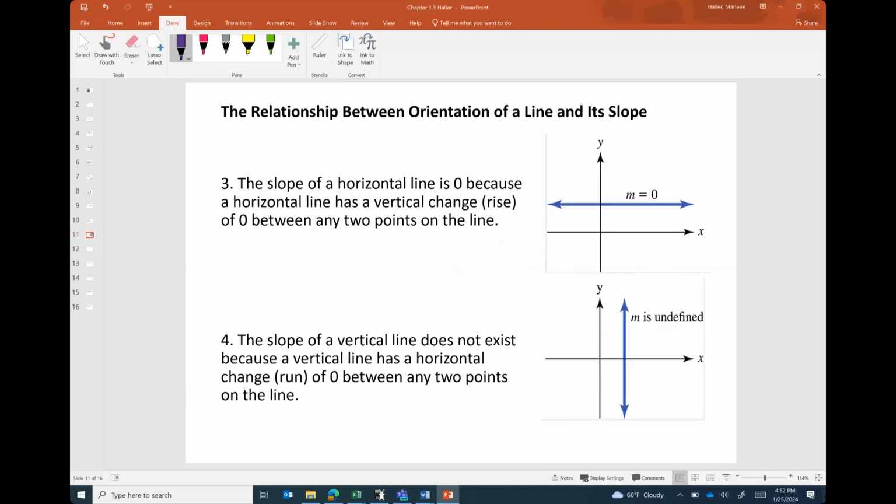So the numerator in the formula to calculate that slope is going to be 0, and 0 divided by anything is 0. The slope of the vertical line doesn't exist, or we say it's undefined. It's undefined because the denominator ends up being 0 in the slope formula, and we can't divide by 0.